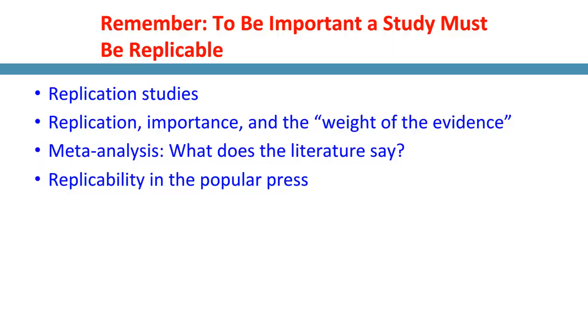There are a couple of ways to go about establishing replicability. One is a direct replication study. You can do a replication and extension. You could do a meta-analysis study. And then, of course, we have to consider replicability in the popular press. So let's consider each of these in turn.